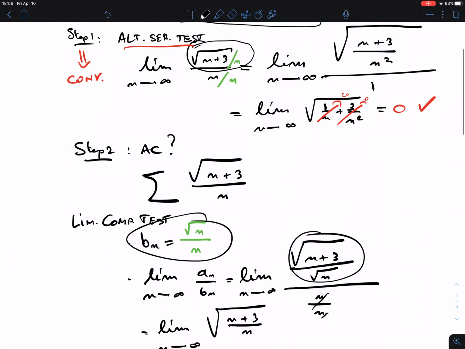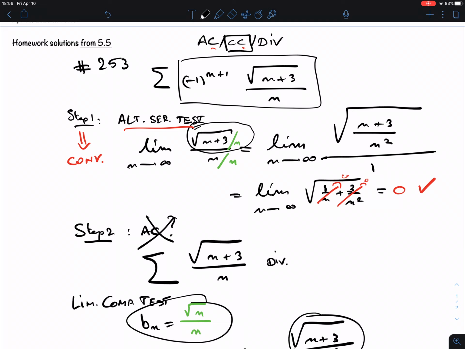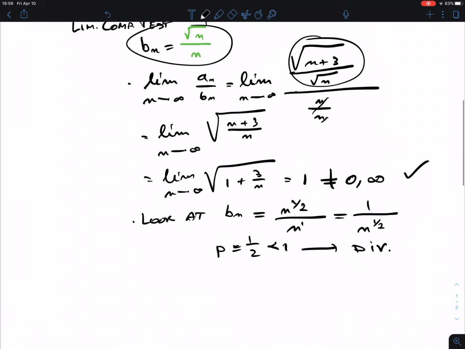So conclusion, it's not absolutely convergent, because this is divergent. So finally, the final answer is we have conditional convergence. Okay, so that was 265. Let's do the next one.